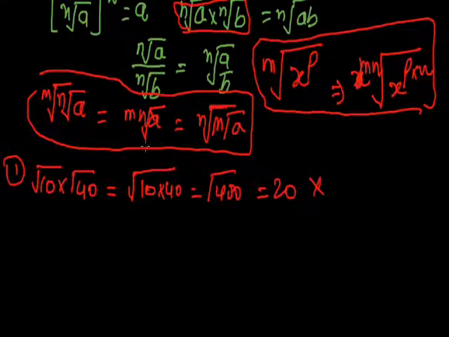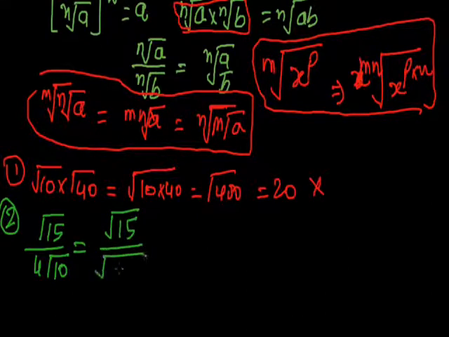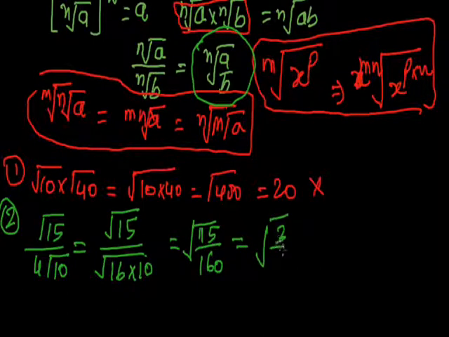Okay. Now the second question, √15 divided by 4√10. We need to find out whether it's a surd or not. First we'll simplify: if the 4 goes inside, it becomes √160, that is 16 into 10. And if I apply this rule, I can write it as √15 upon √160. I can also write it as 3 upon 32. So now this is a surd.